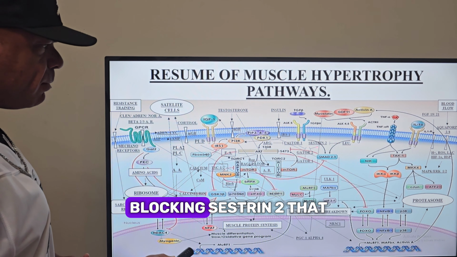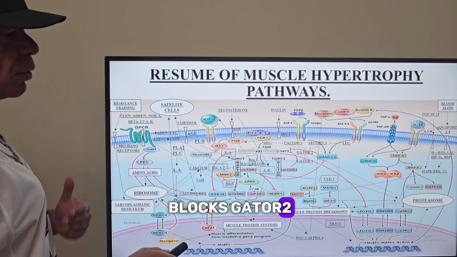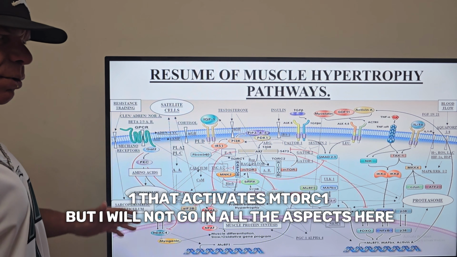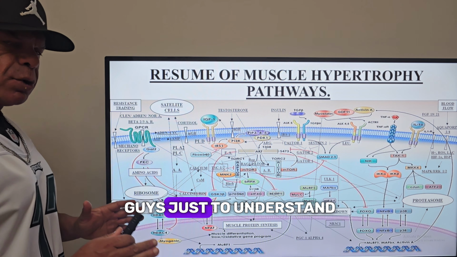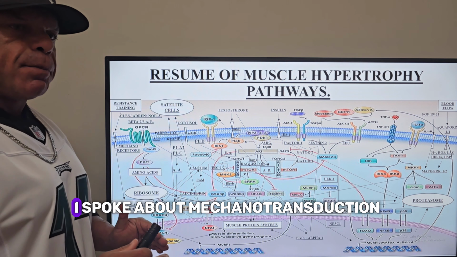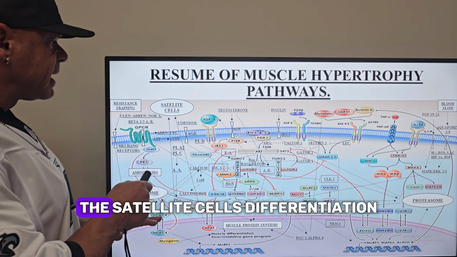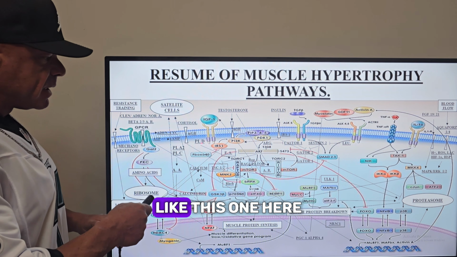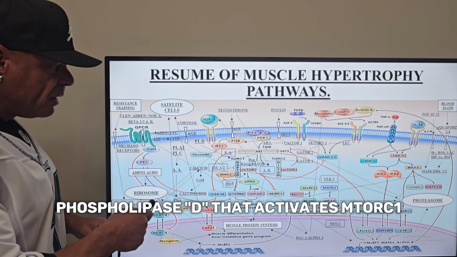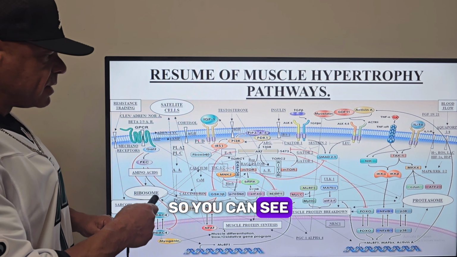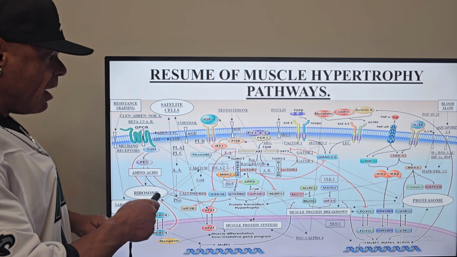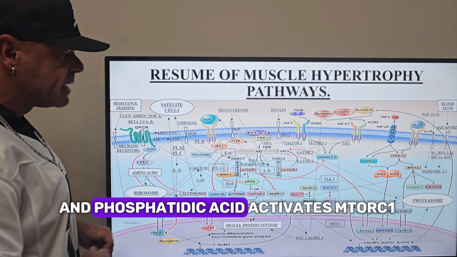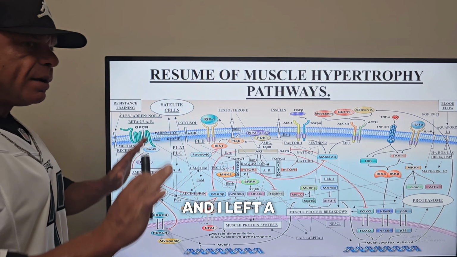We also have here leucine blocking cystine that blocks GATOR2, this GATOR2 blocks GATOR1 that activates mTORC1. So I will not go into all the aspects here, but I want you guys just to understand that yesterday I spoke about mechanotransduction and satellite cell differentiation, and I said that we also have another phospholipase like this one here, phospholipase D, that activates mTORC1. So phospholipase D picks up the phospholipids from the membrane and converts them to phosphatidic acid. Phosphatidic acid activates mTORC1.